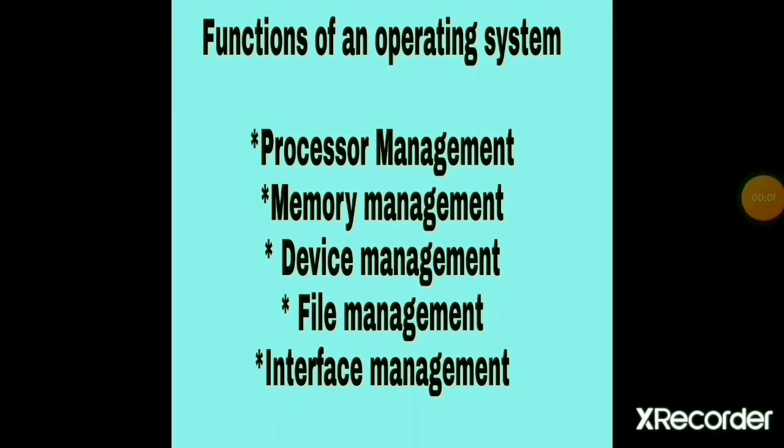Next is device management. A computer is equipped with several types of devices. An operating system controls all the input and output functions of these devices. Next one is file management. An operating system is responsible for controlling the transfer of files between main memory and secondary storage, managing files and folders, allocating the secondary storage space, and providing file protection.